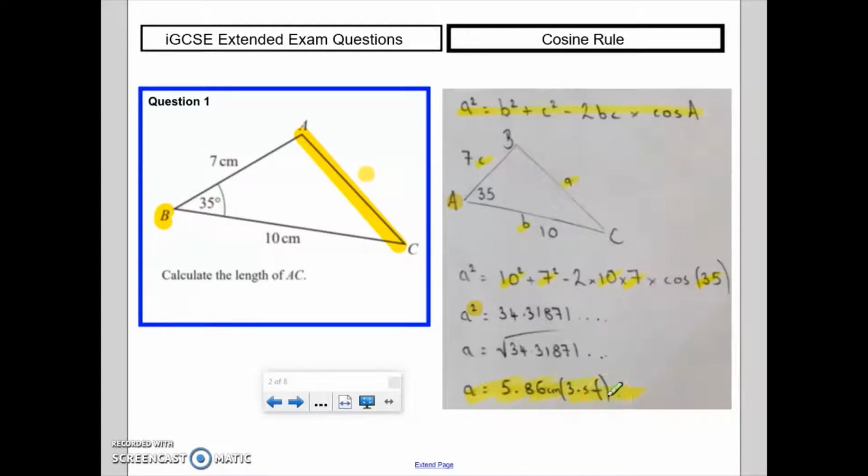Look at the way I've presented and look at the way I've shown all my working out, including the substitution, to get my accurate answer.